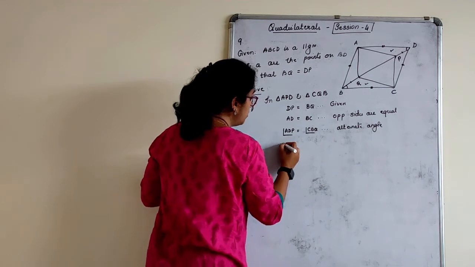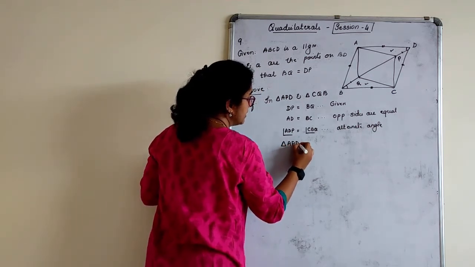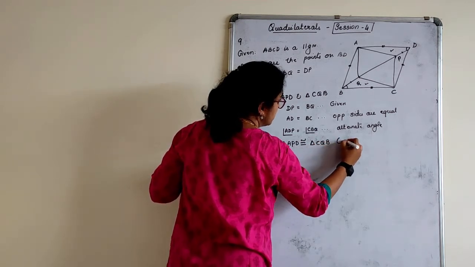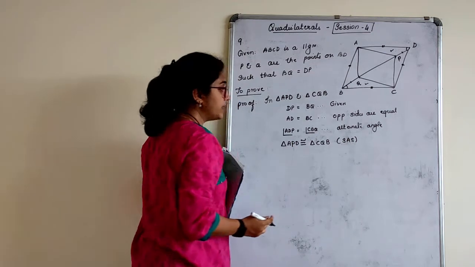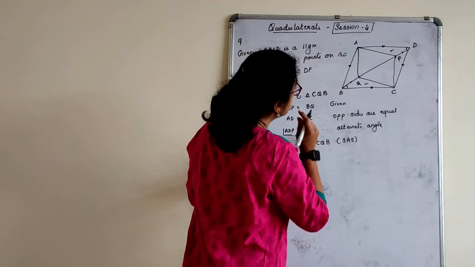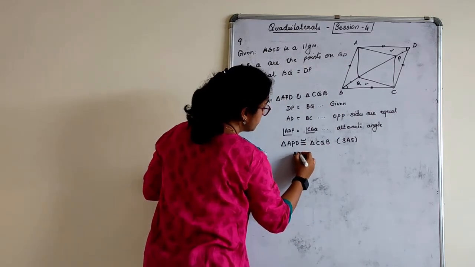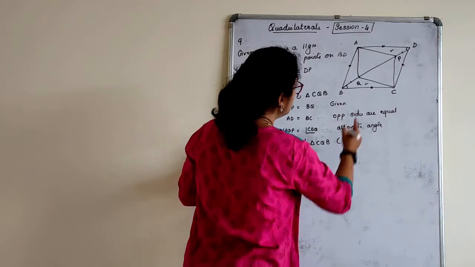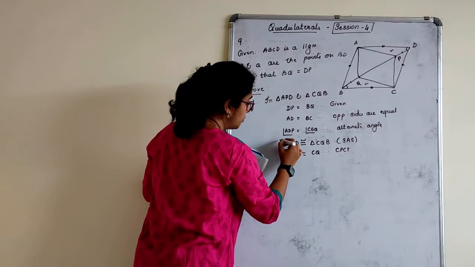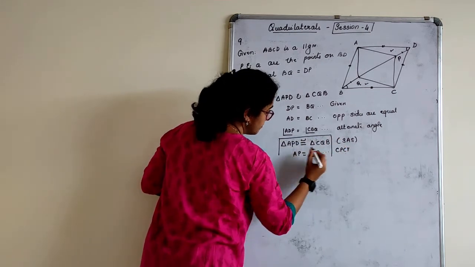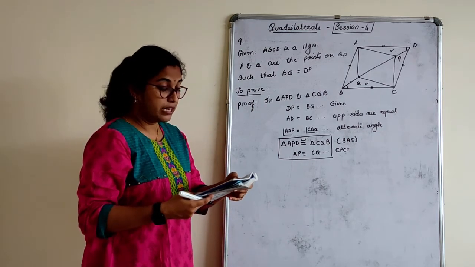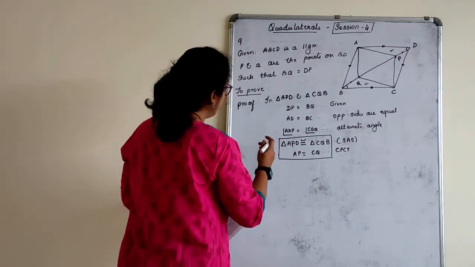Which congruency rule? Triangle APD is congruent to triangle CQB by SAS congruence rule. So from the SAS congruence rule, what can I say here? What are the sides I can use? AP is equal to CQ. Reason: CPCT. So both the things are proved here, first and second one together. First and second one is over. Let's touch the next set of triangles that they have asked.